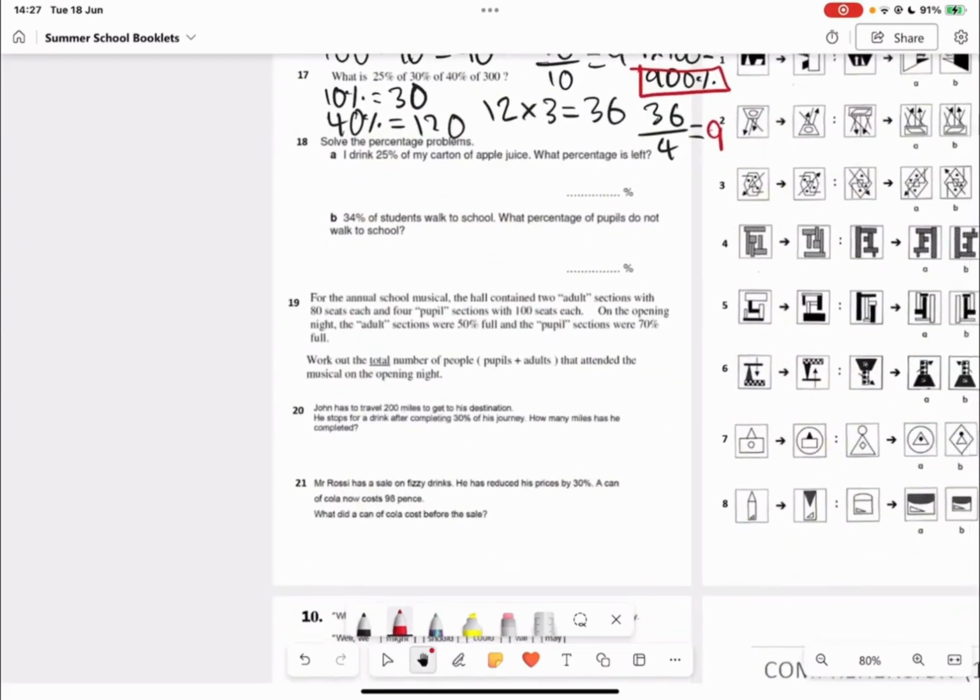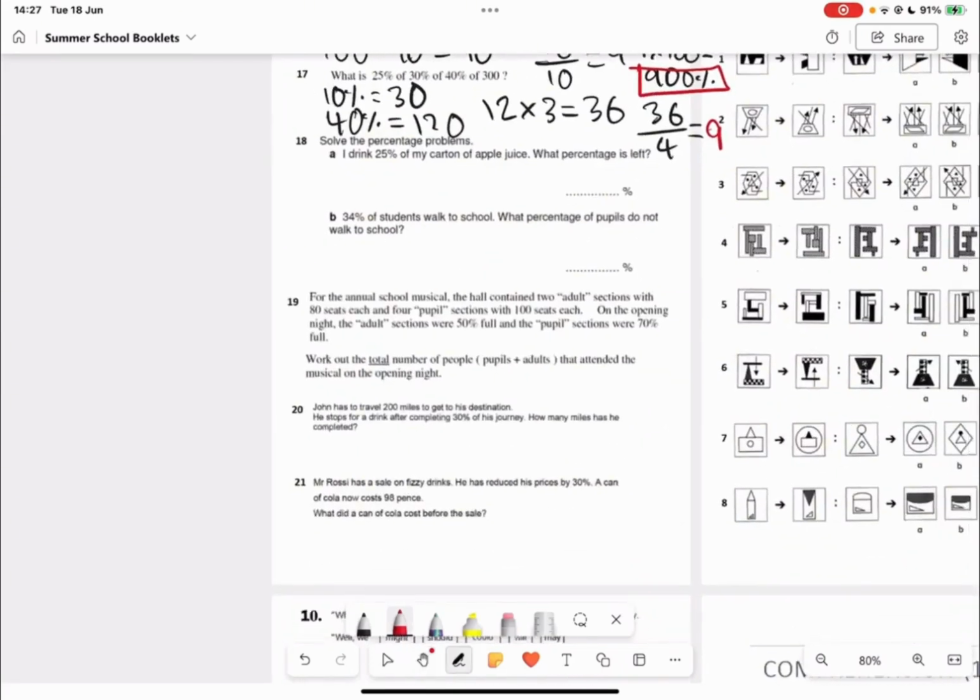For question 18, for part A, we're looking at, well, I drink 25% of my cardinal apple juice, and then what percent is left? So this is 100 minus 25. And the answer to 100 minus 25 is 75. And then if 34% of students walk to school, the percent that do not walk to school will be 100 minus 34, which is 66. So that will be our answer for 18B.